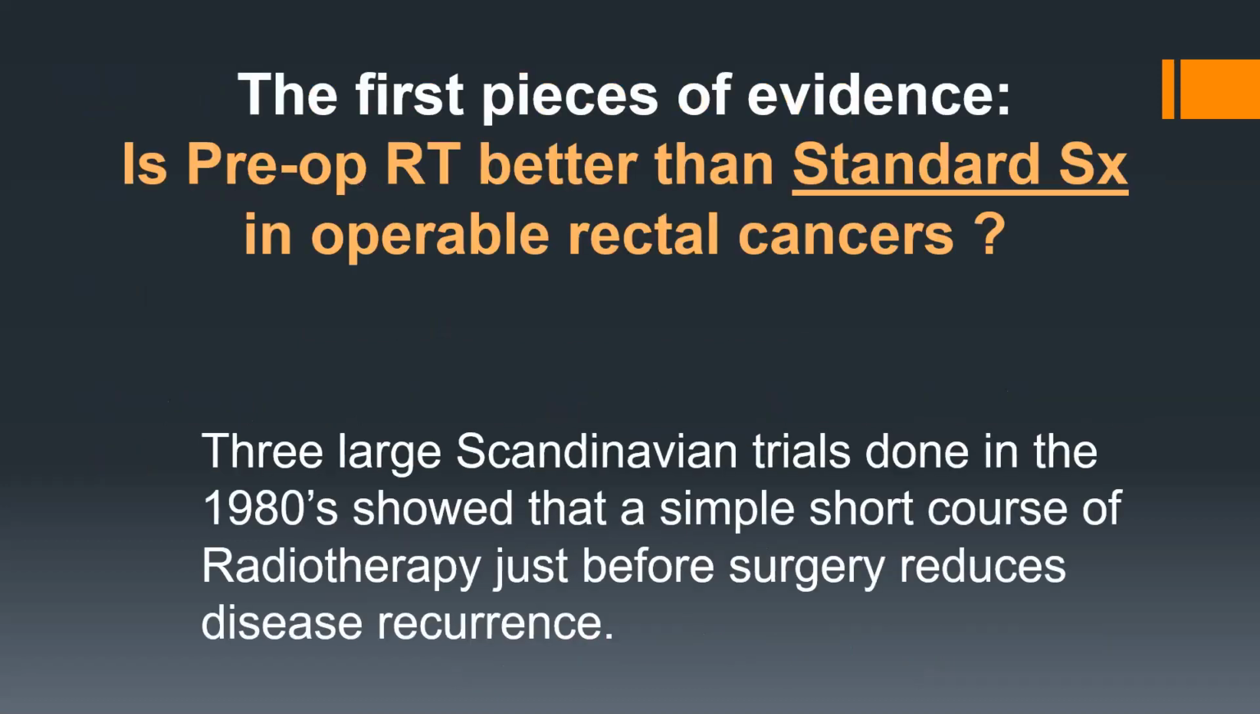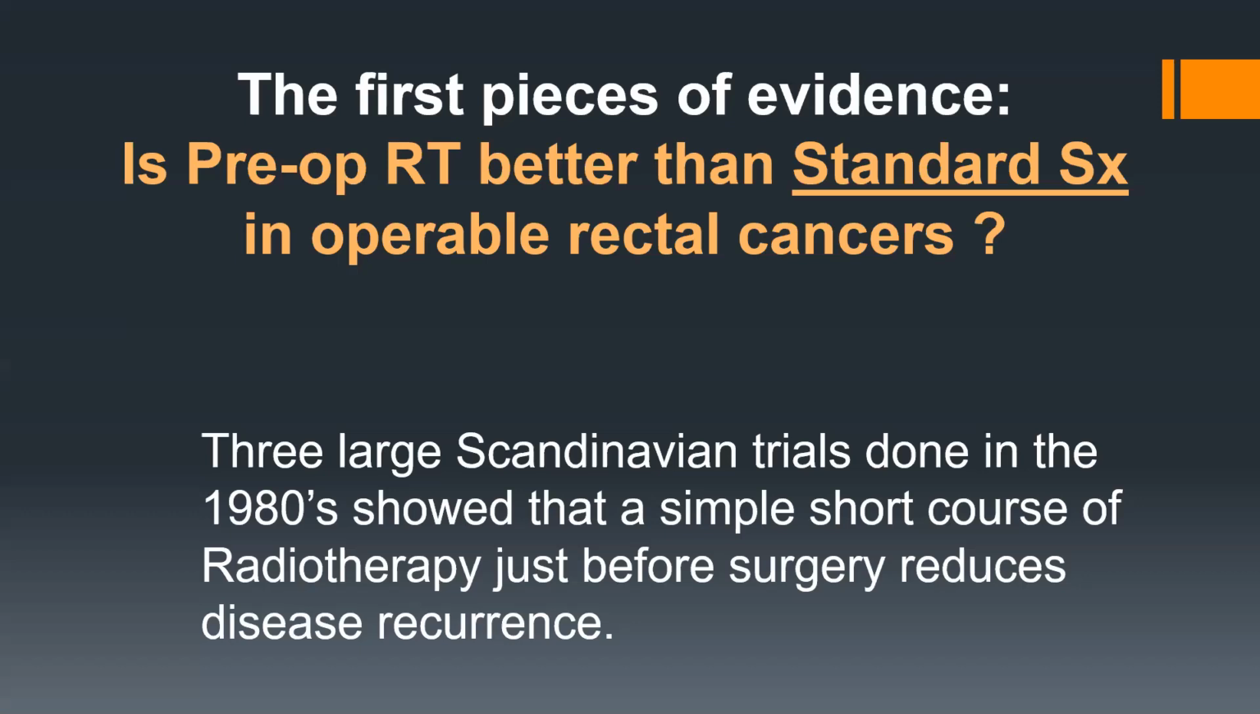Now, the first piece of evidence that we have to understand is the first randomized control trials. Rectal cancer is very fortunate in that respect, that there have been very many large randomized control trials to help us make very clear decisions on rectal cancer. So the first piece of evidence are the large randomized control trials done in the Scandinavian countries, which looked at a short course of radiotherapy before surgery in operable rectal cancers.